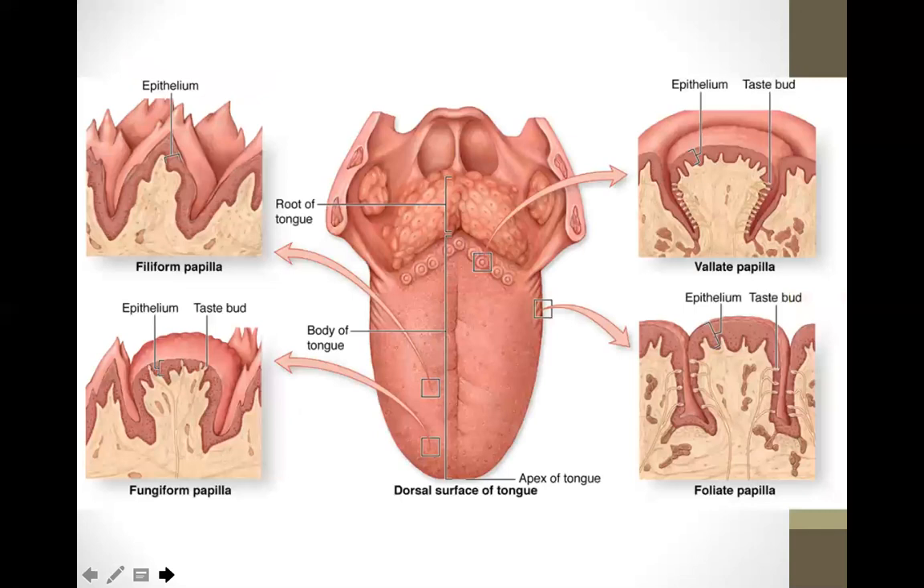All right, so this is just a picture showing you our tongue. This one is the dorsal surface of the tongue. This one is the apex, and this one is the body. The root of the tongue is almost always located at the tonsillopharyngeal area. Now look at these tonsils. These are the commonly involved tonsils if you have tonsillitis.